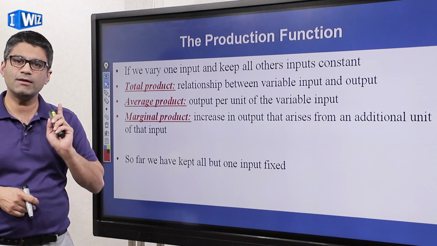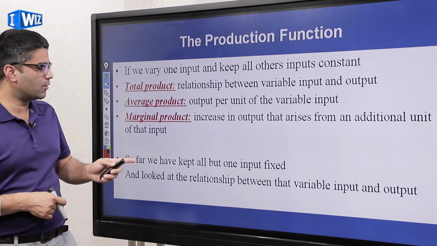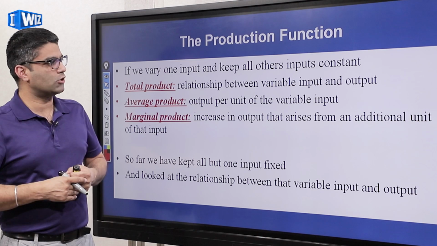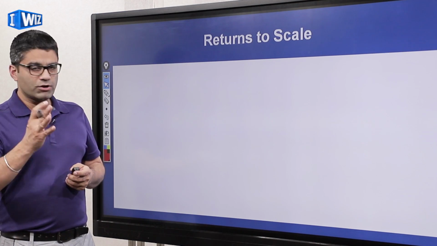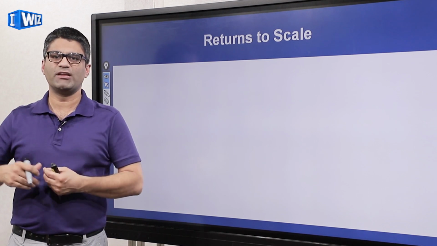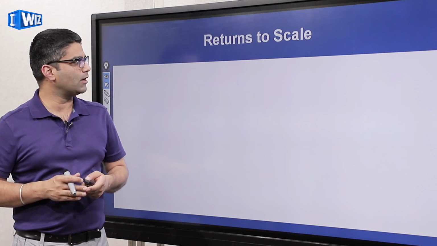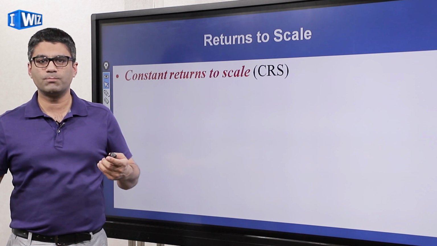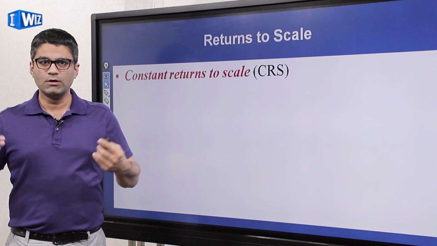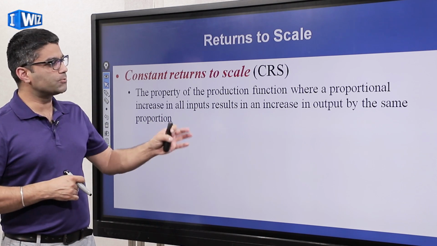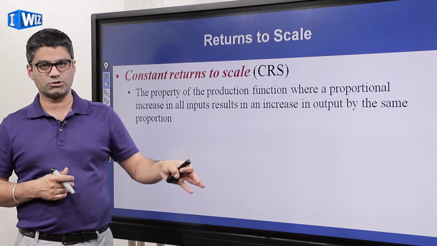But we've kept every input fixed except one. Here we are going to let all the inputs vary and see how that changes the output we are producing. That's what returns to scale refers to: how does output change when we change inputs. There are three things here. One is constant returns to scale, which says if we increase all the inputs by a particular percent, then the output is going to increase by the same exact proportion.